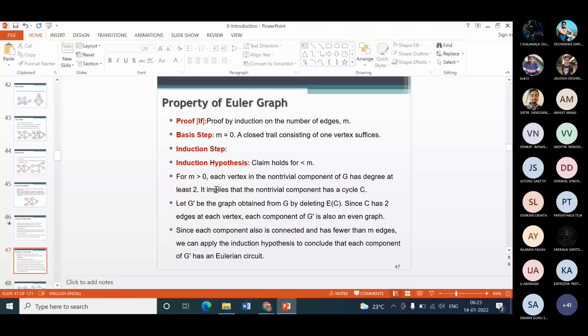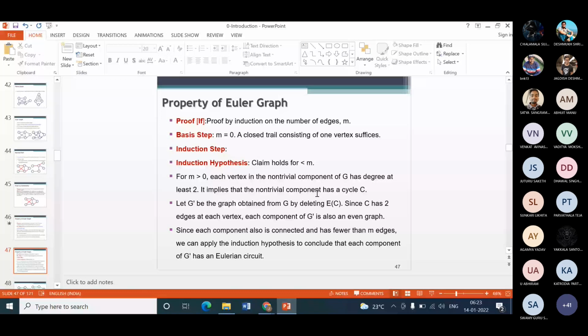Each vertex in the non-trivial component G has degree at least 2. Why? Because it is given that every vertex has even degree, so each vertex in the non-trivial component has degree at least 2. From the previous theorem, we know that if every vertex has degree at least 2, then the component has a cycle C. It is evident from the last proof.